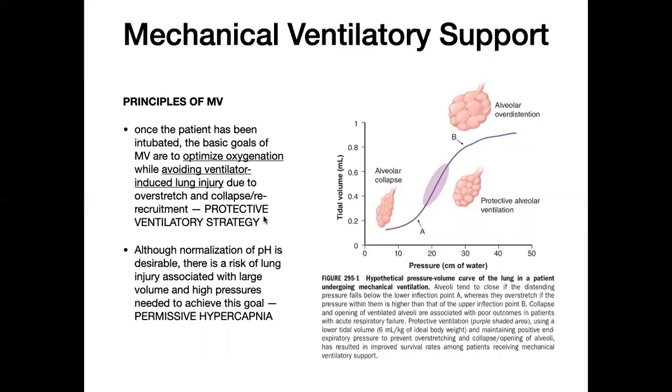Although normalization of pH is desirable, there is a risk of lung injury associated with large volumes and high pressures needed to achieve this goal. So in the interim, we would allow permissive hypercapnia to happen. So to demonstrate clearly the protective lung strategy, in this volume pressure curve, point A is the lower inflection point and point B is the higher inflection point.